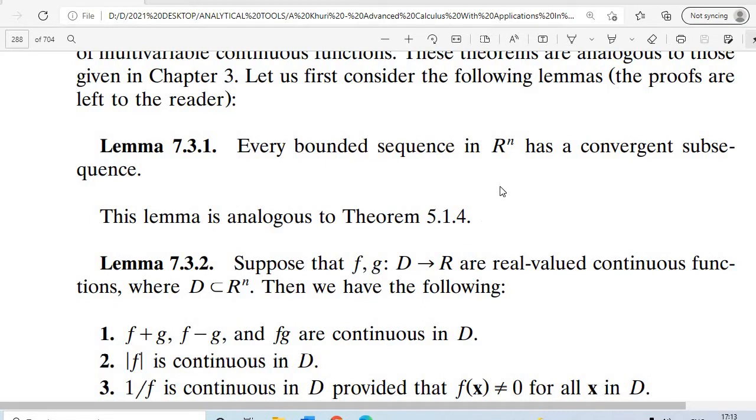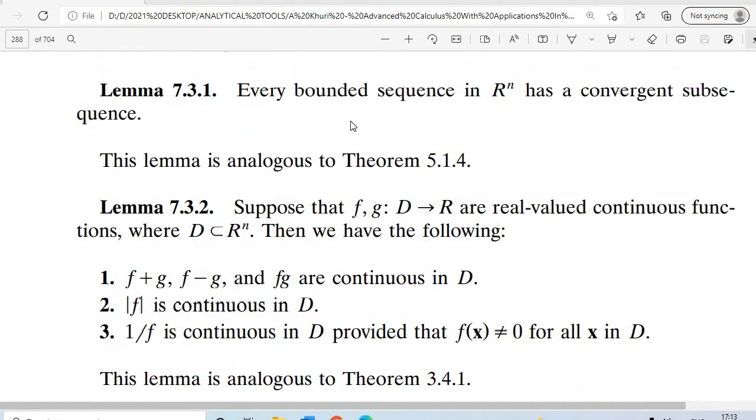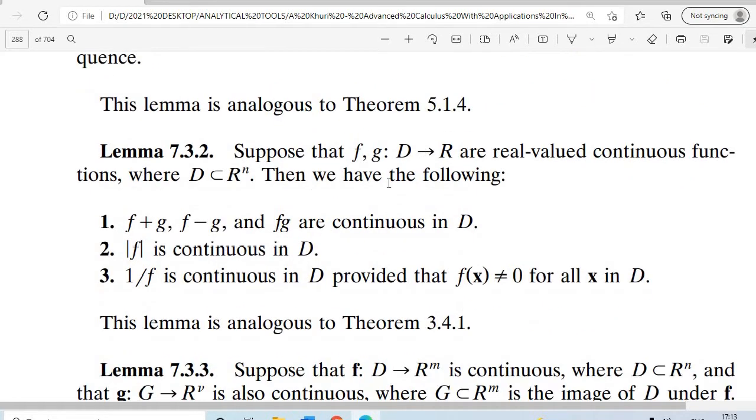Now I think you can see this type of result in the book of Bartle. Every bounded sequence has a convergent subsequence. That's why I shared the Bartle book. The Bolzano-Weierstrass theorem: one of the results is that every bounded sequence in Rn has a convergent subsequence. Refer to chapter 5.1.5. And another definition for the univariate case is also applicable for the multivariate case.